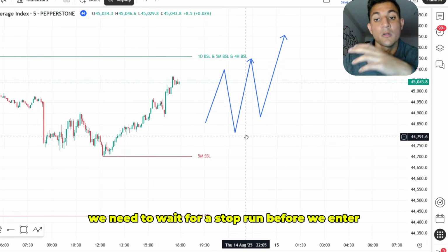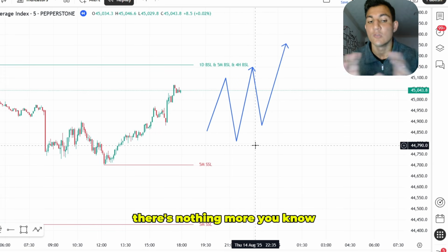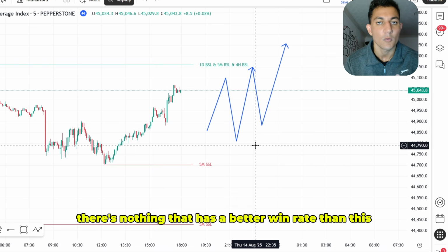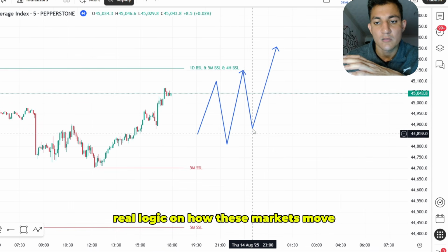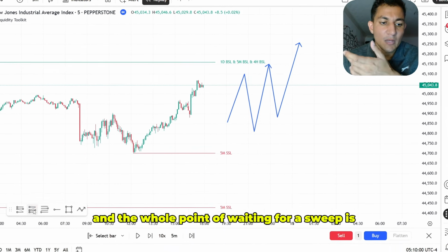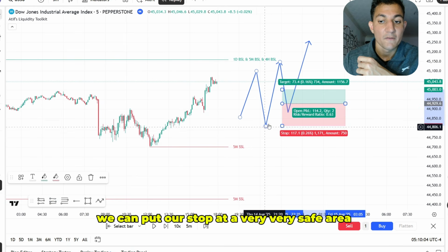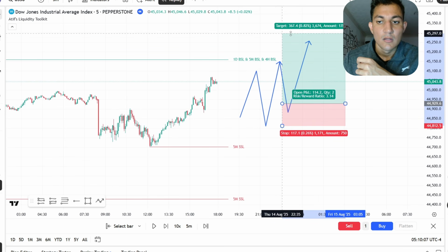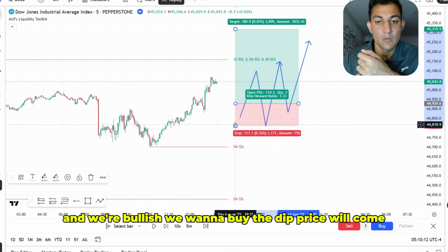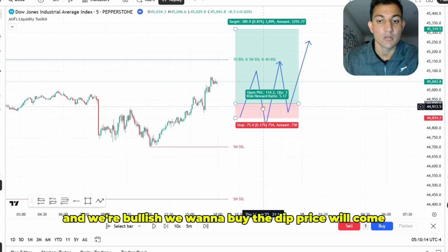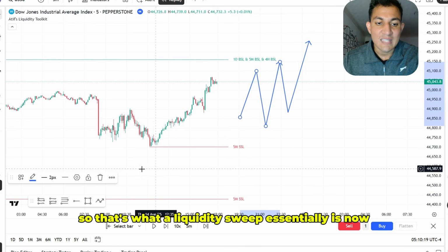We need to wait for stop runs to be raided, purged, grabbed, whatever you want to call it. We need to wait for a stop run before we enter, because this gives us the highest probability setup in all of trading, right? There's nothing that has a better win rate than this, because this is actually rooted in real logic on how these markets move. The whole point of waiting for a sweep is so we know we can enter on a high probability trade, we can put our stop at a very, very safe area, and then we can target liquidity, right? That's the whole point. If we put our stop here on a fair value gap and we're bullish, and we want to buy the dip, price will come, take out our stop loss, and go straight to take profit. So that's what a liquidity sweep essentially is.